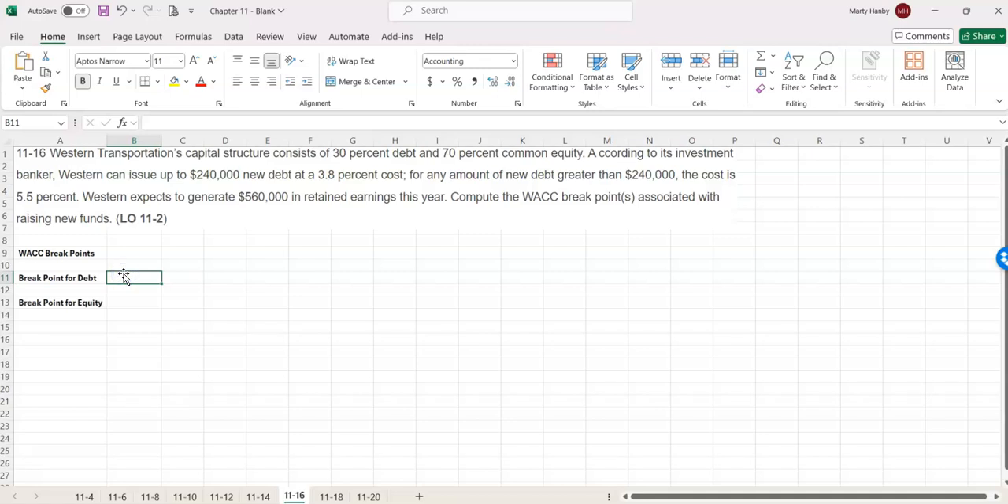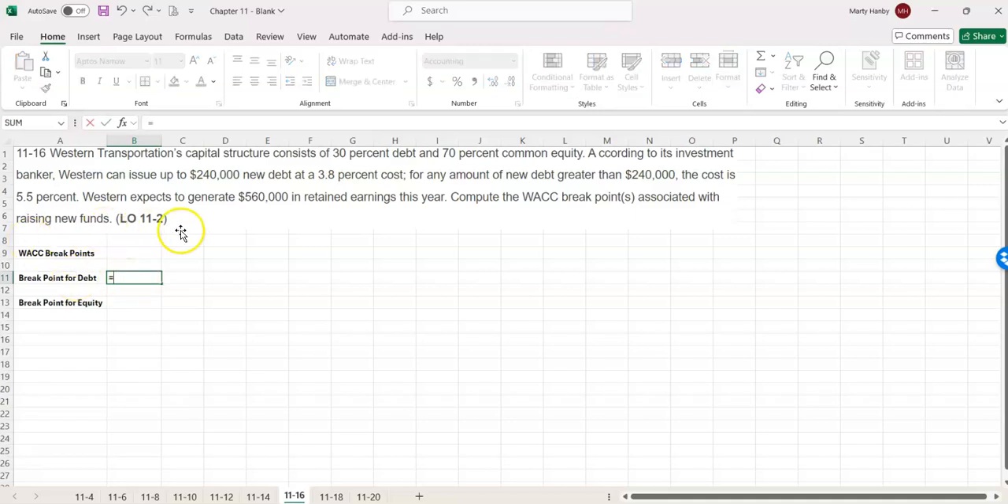Western Transportation's capital structure consists of 30% debt, 70% common equity. According to its investment banker, Western can issue up to $240,000 in new debt at a 3.8% cost. For any amount of new debt greater than $240,000, the cost is 5.5%. Western expects to generate $560,000 in retained earnings. Compute the weighted average cost of capital breakpoints associated with raising new funds.